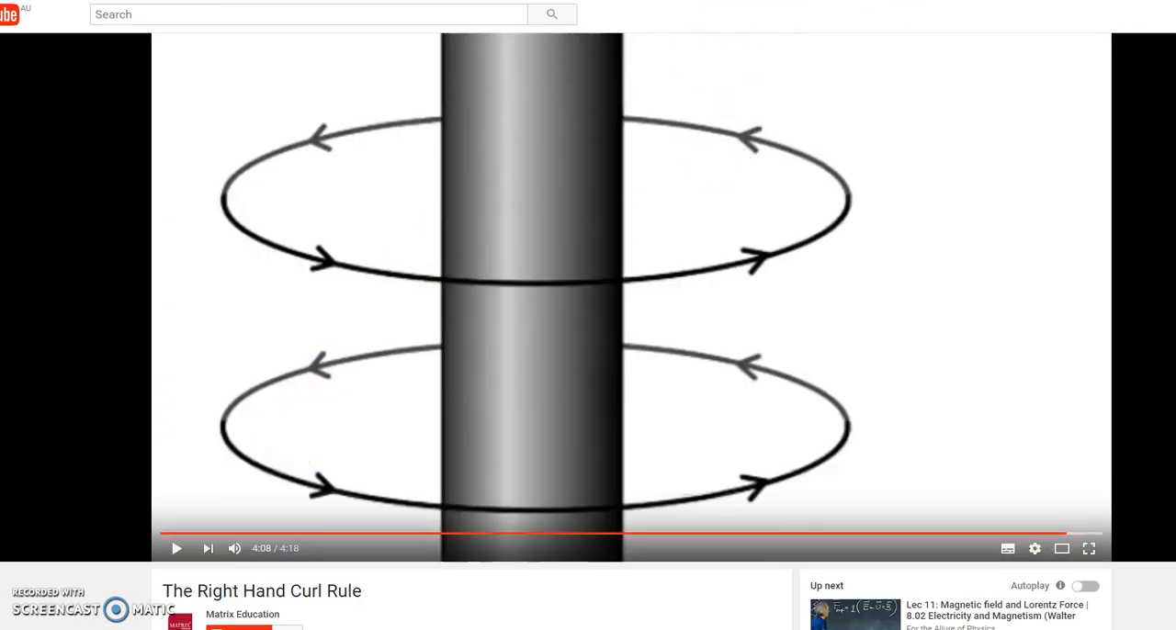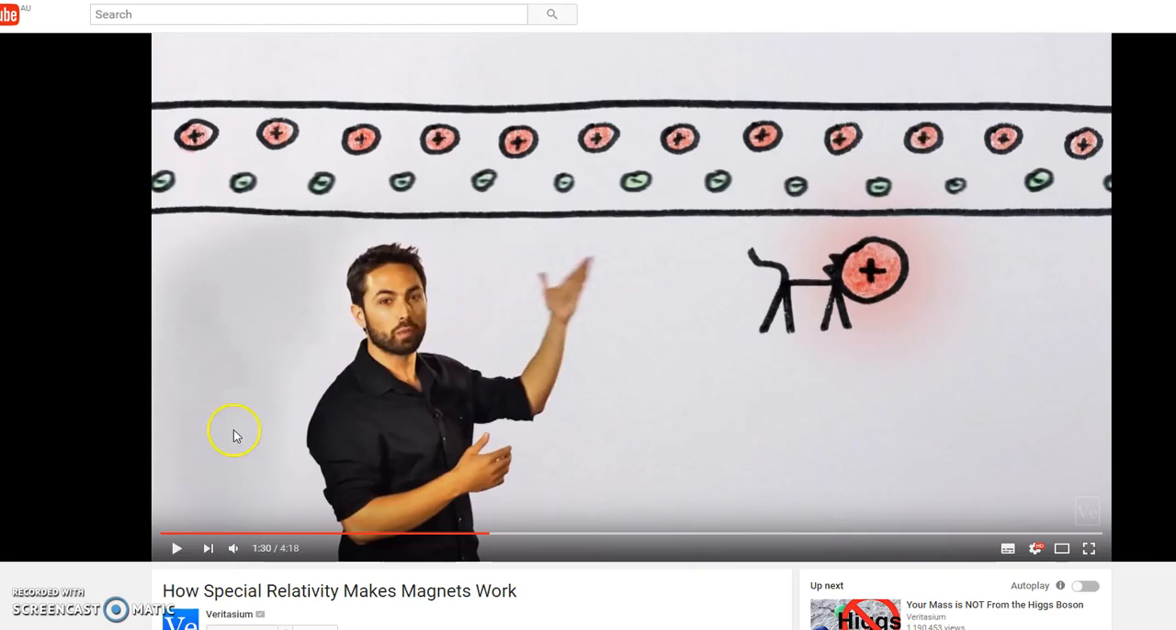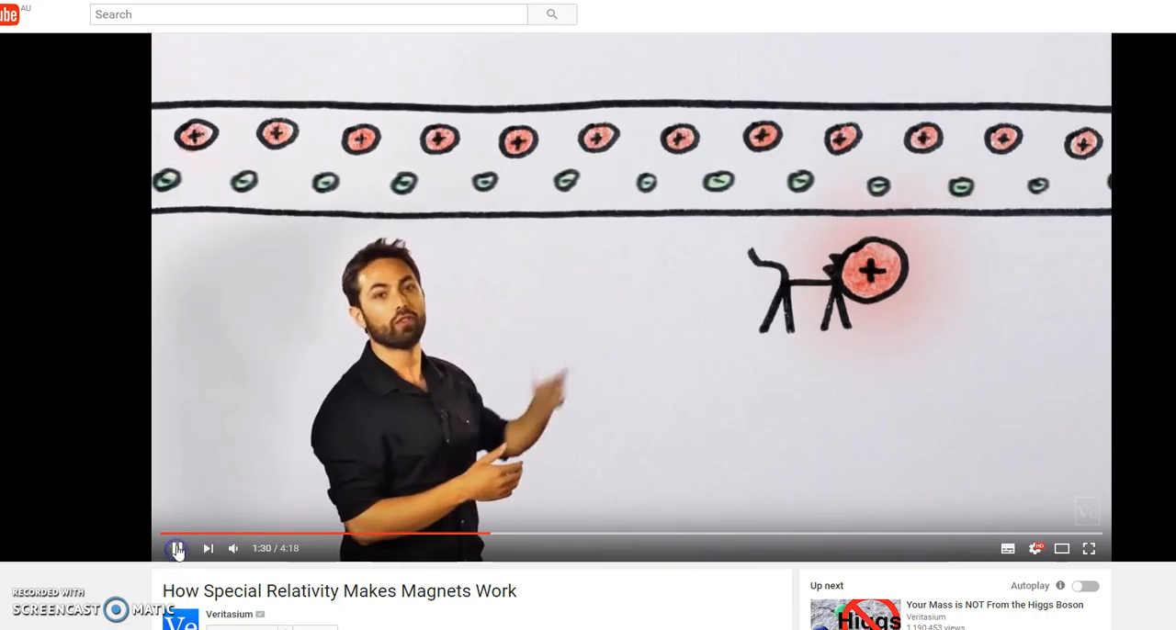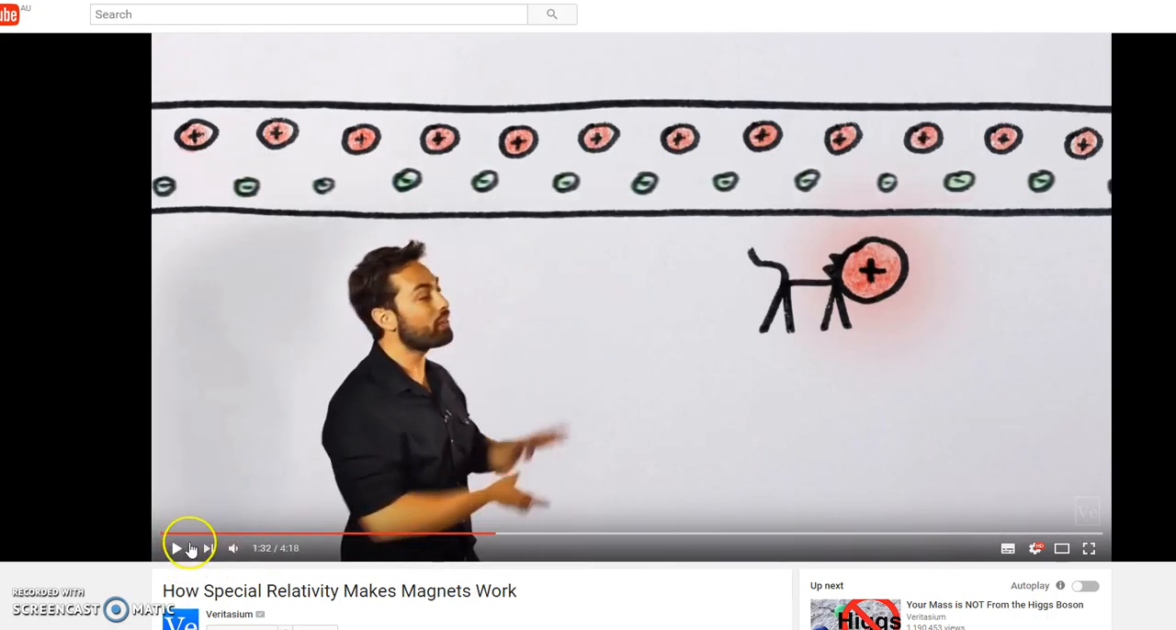where Veritasium does a brilliant explanation for how magnetism is actually due to a combination of electric forces and special relativity. This is so good. I shouldn't normally play videos, but this is so good. I'll just play a few seconds. No, it's not going to work. The way I'm set up, sound doesn't come through.